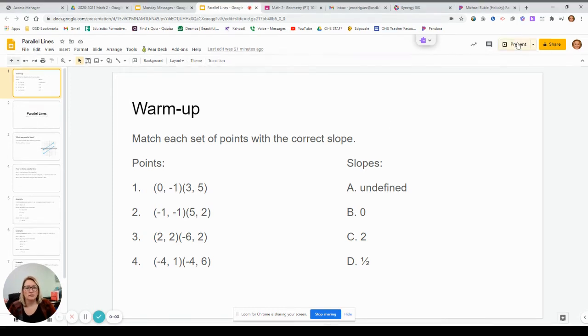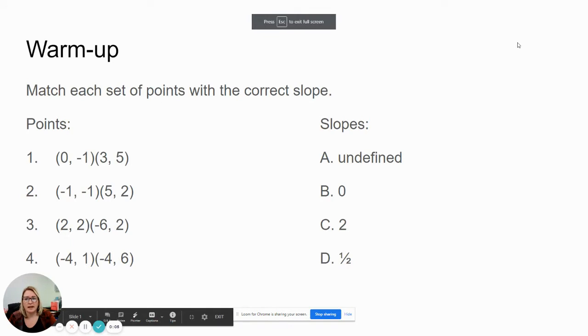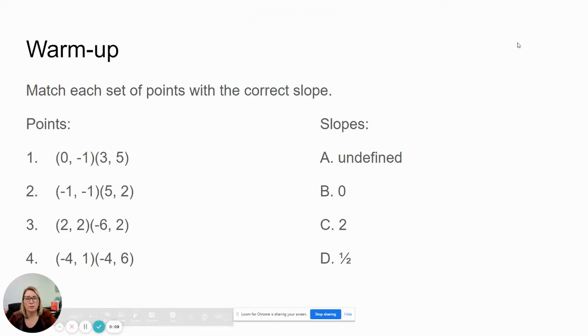We are going to start with a warm-up today to practice our slopes. Remember, we're using that formula y2 minus y1 over x2 minus x1 and match these slopes to these sets of points.